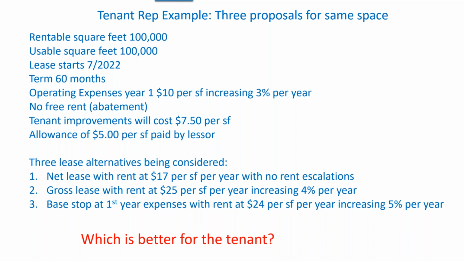But one of the things I was trying to do in this example is not only see how the net effective rent ended up being for each of these different alternatives, which certainly look quite different, right? 17 versus 25 versus 24, but also the impact on the tenant's balance sheet for each of these, because they each impact the balance sheet differently.